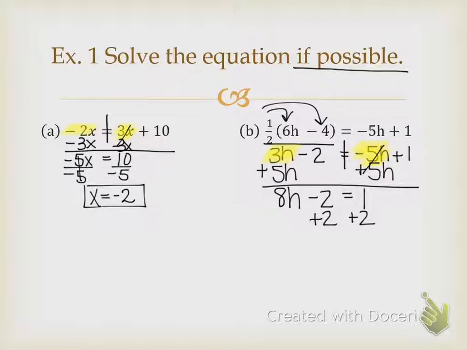Add 2 to each side. So 8h equals 3. And last but not least, we would divide both sides by 8. Now, I have one more question.